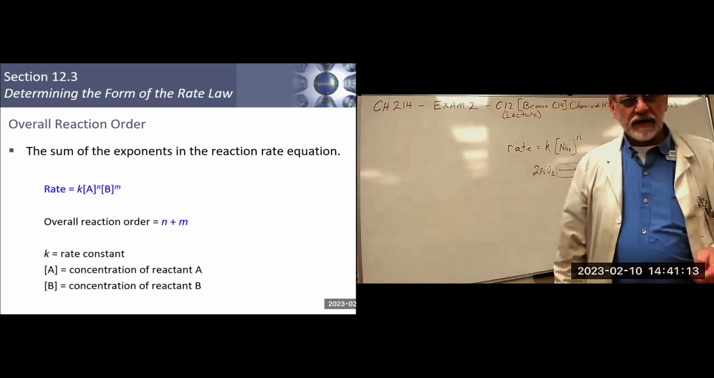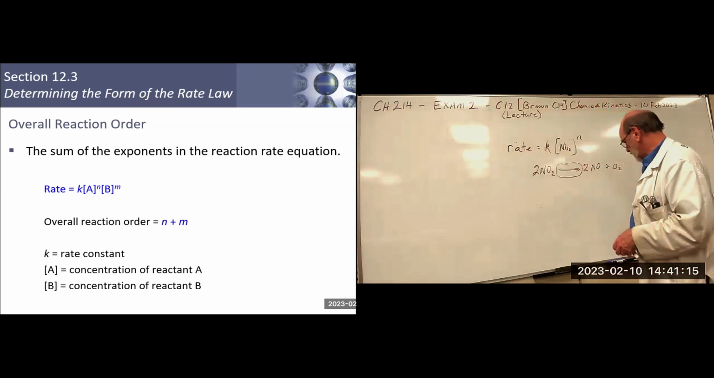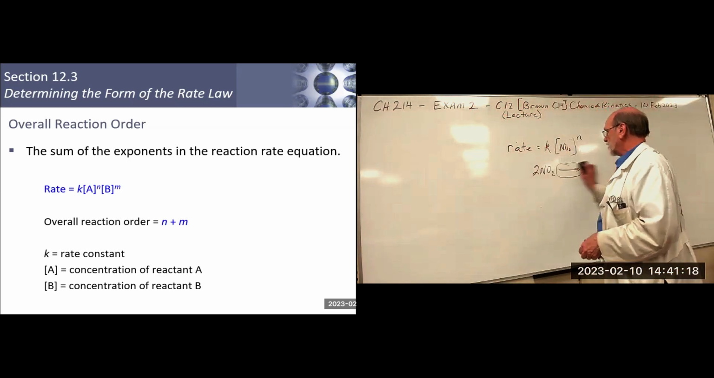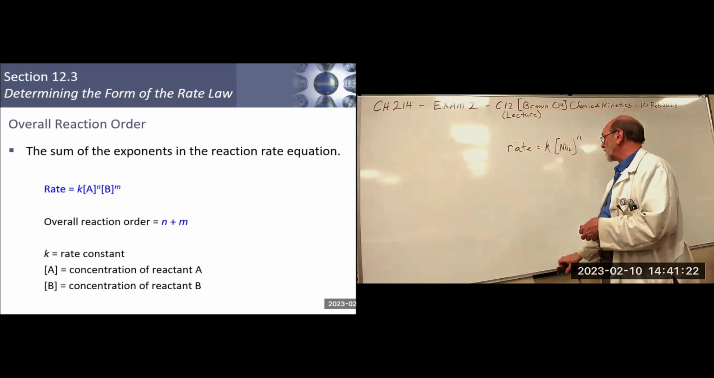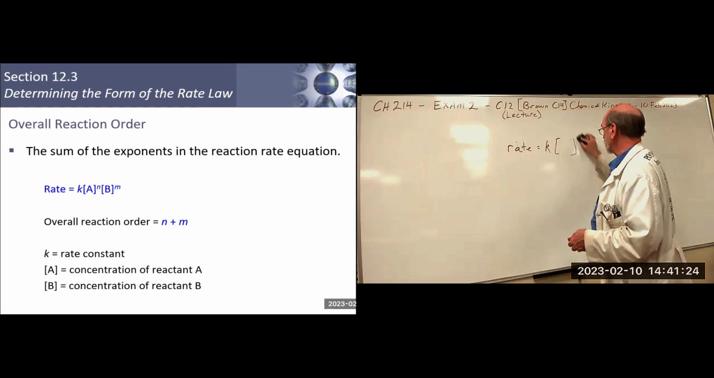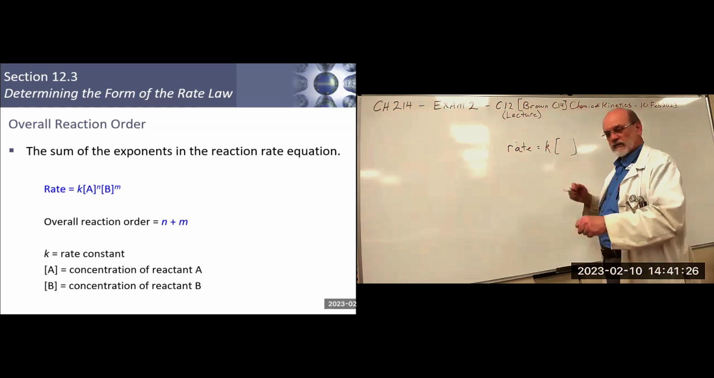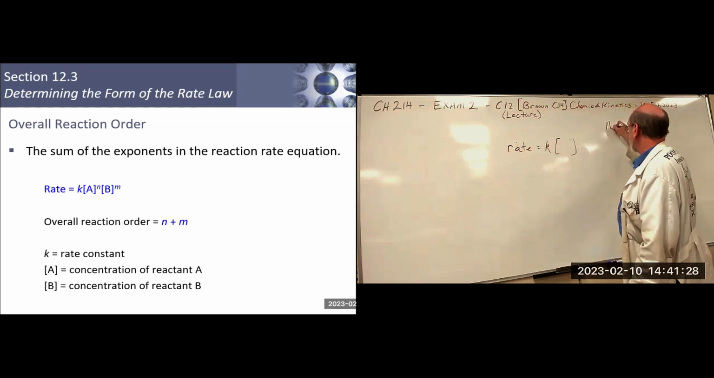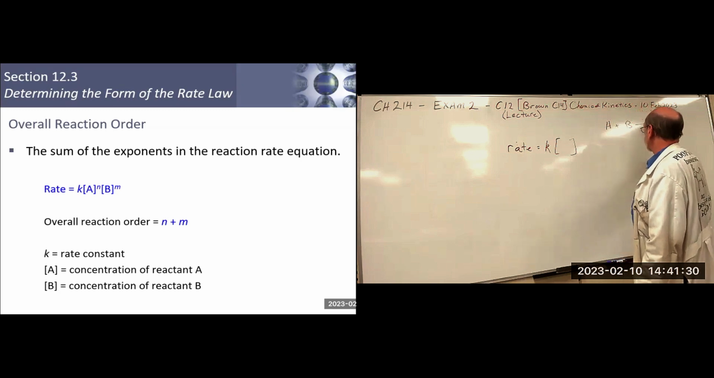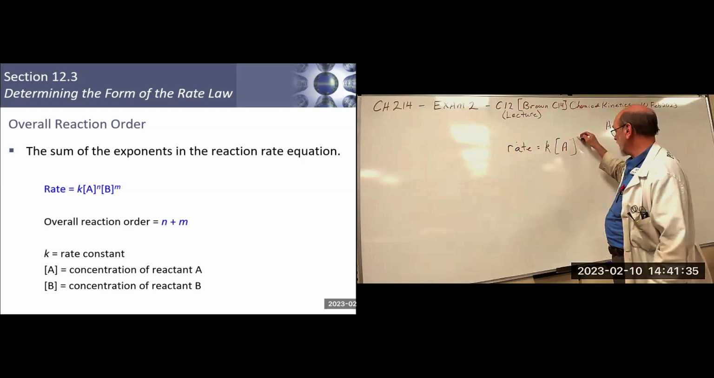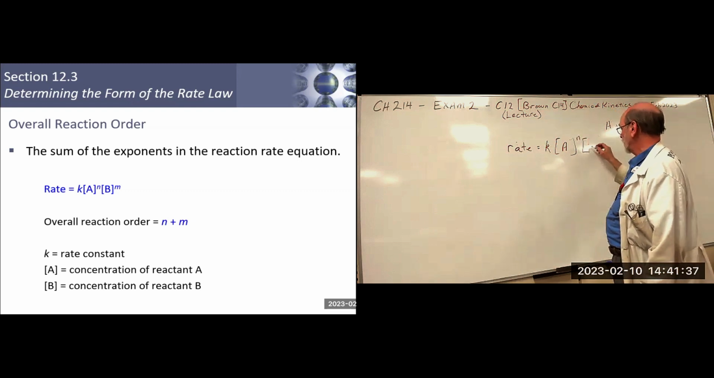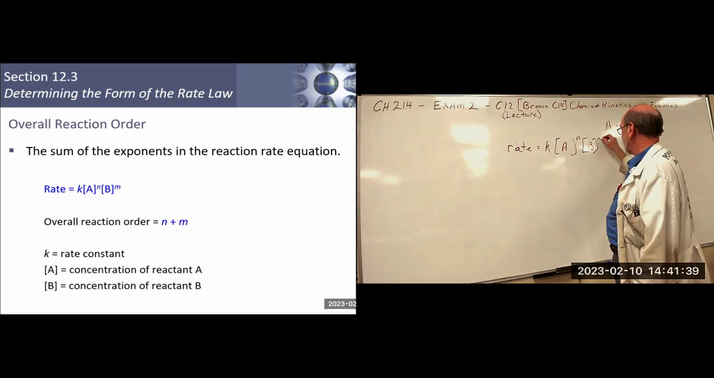Okay, so if we have an expression where there are two reactants involved, we'll use a generic one for this. Then if the reaction is, say, A plus B yields something, then we'll have a term for A, and we use an N for that order. And this one is B, and we use an M for that order.